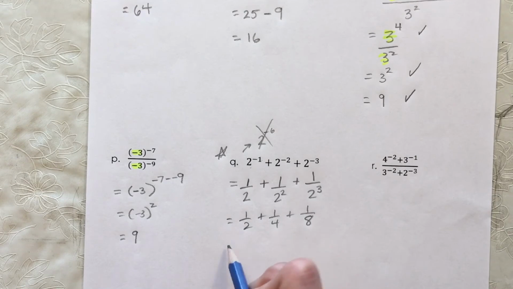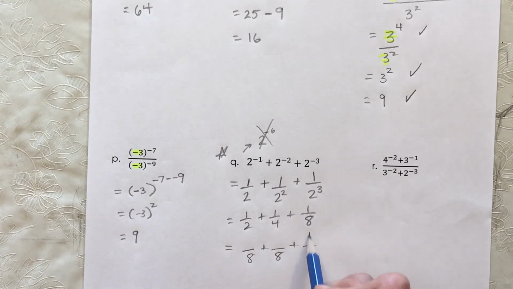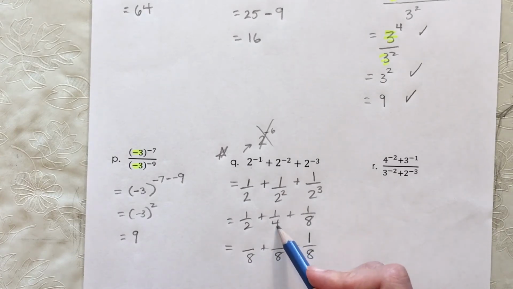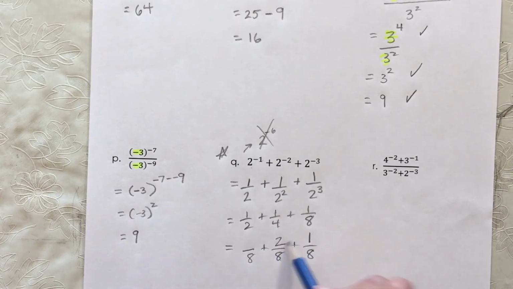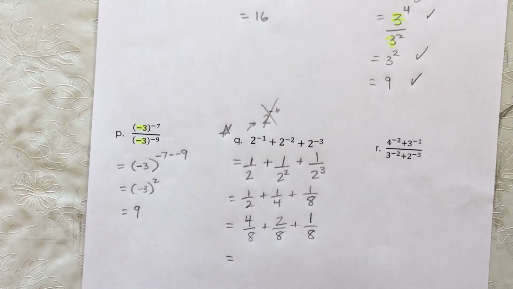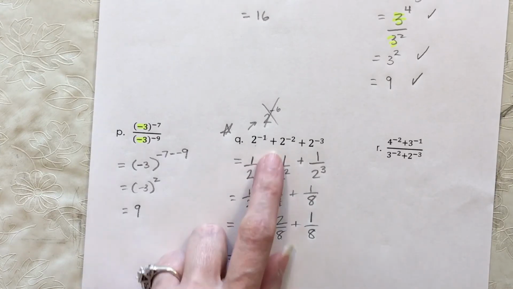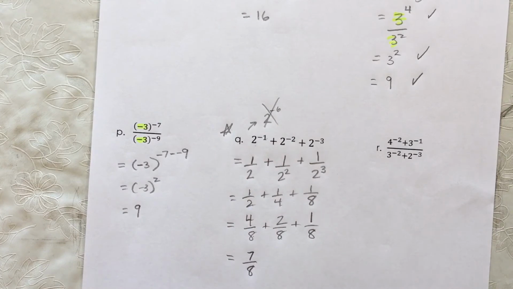We need a common denominator, which is going to be 8. So here we had to multiply the bottom by 2, so we have to multiply the top by 2. Here we had to multiply the bottom by 4, so we have to multiply the top by 4. So now they're all in eighths. 4 eighths plus 2 more eighths is 6, plus 1 more is 7 eighths. Okay? So be careful on the adding questions.